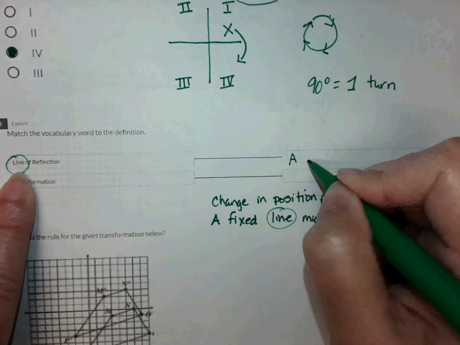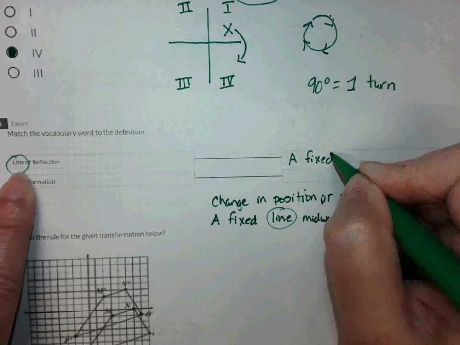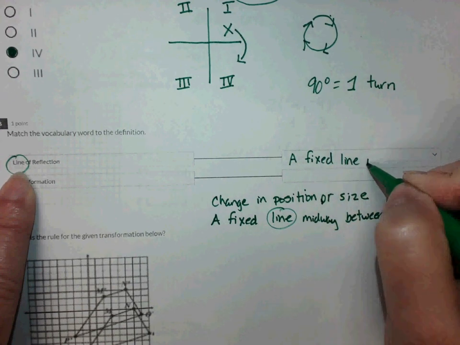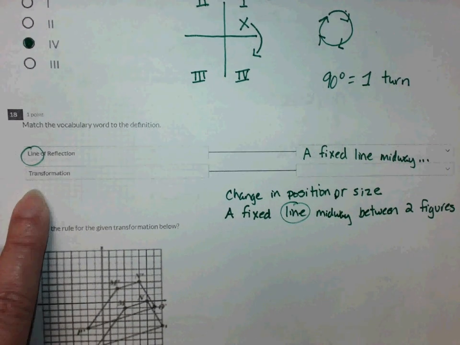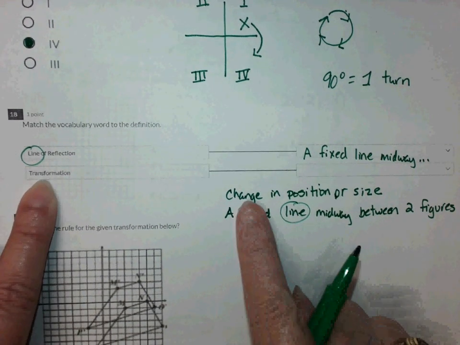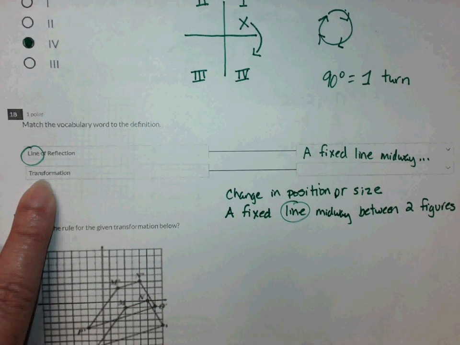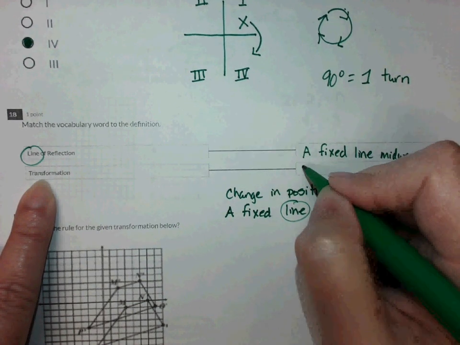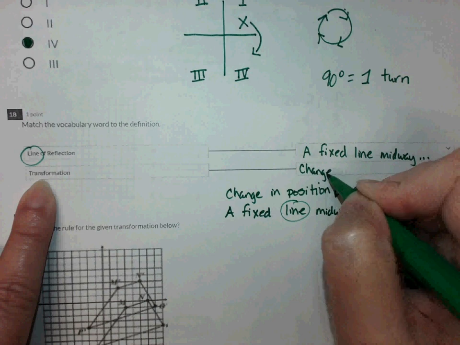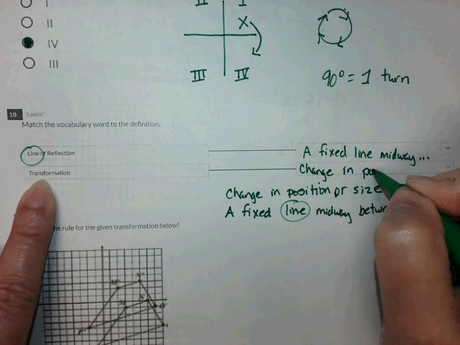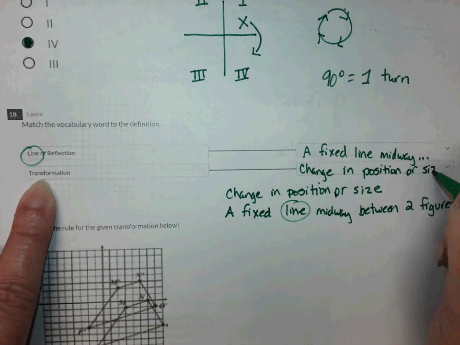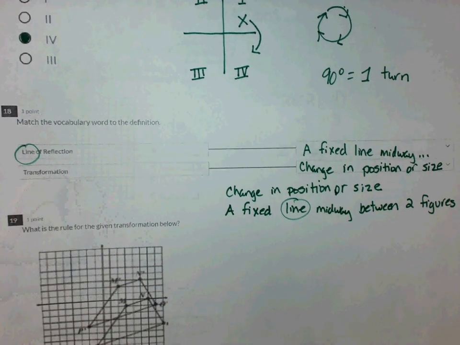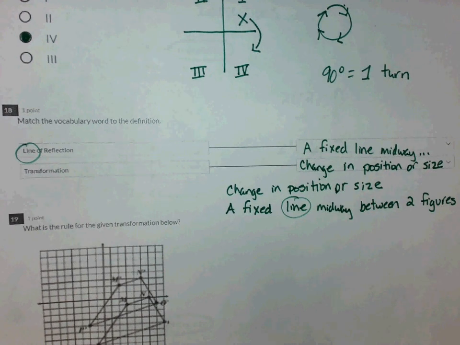So here we would put the definition that says a fixed line midway, etc. Making the other one your transformation. That's what this whole unit has been about. Change in position or size. This whole unit, we've been moving figures across the coordinate plane or dilating them and making them bigger or smaller.